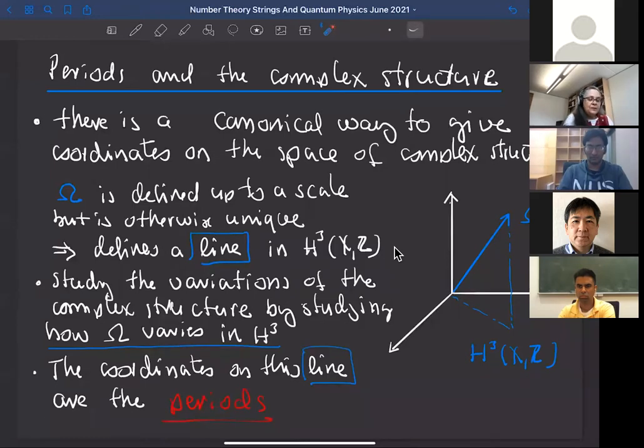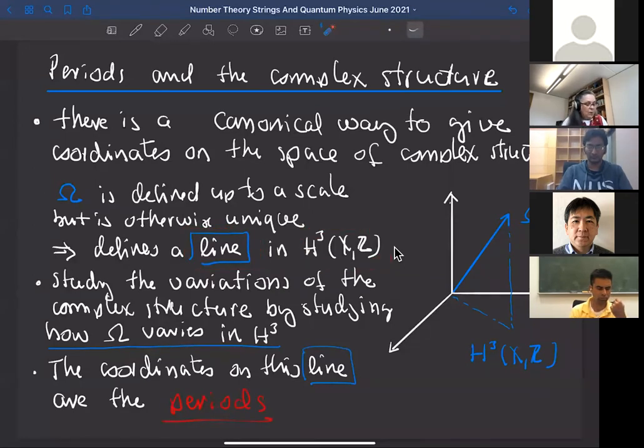The other object of interest in this talk is the periods and the complex structure. I am interested in the parameter space for the complex structure, and the periods describe the moduli space of the complex structure. There is a canonical way to give coordinates on the space of complex structures. This holomorphic form, as I said before, is defined up to a scale but is otherwise unique. It defines a line in the third cohomology of the manifold.